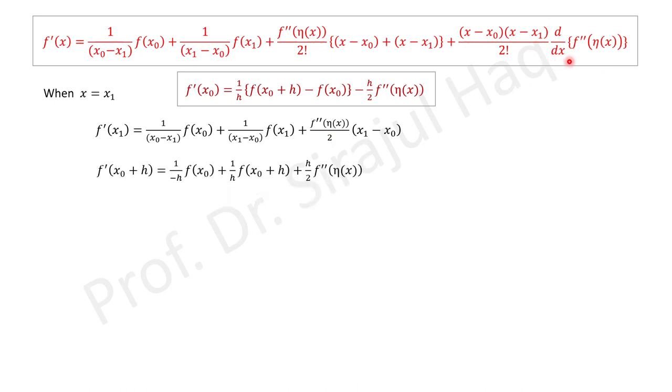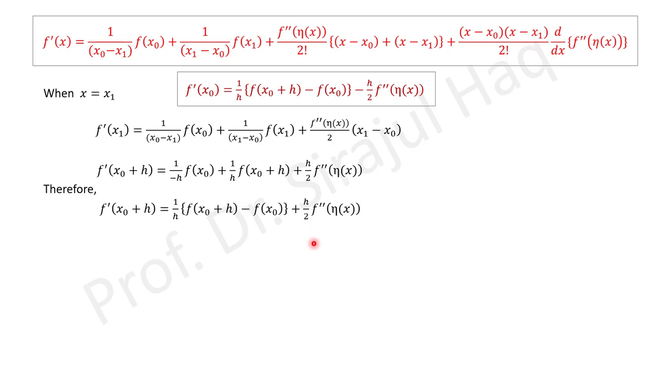And again, if you use x1 minus x0 is equal to h, the alternate form is given by, because x0 minus x1 is minus h, and x1 minus x0 is h. X1 is equal to x0 plus h. I can write, when I take 1 over h common, so this is the approximated value of the derivative of the function, and this is the error term.